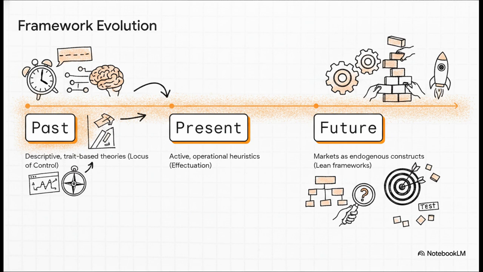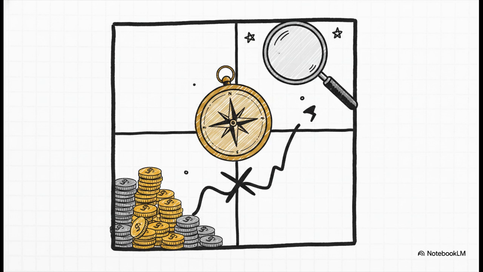It is so fascinating to see how the academic consensus has evolved chronologically across this map. It's shifted from analyzing hardwired biological traits to teaching active, operational heuristics like the lean framework. In the past, scholars mostly looked at things like the locus of control, very descriptive trait-based theories. But today, the shift is heavily toward the invention side of our matrix. We're treating markets as endogenous constructs, meaning they aren't just external forces that happen to you, they are realities you actively build from within.